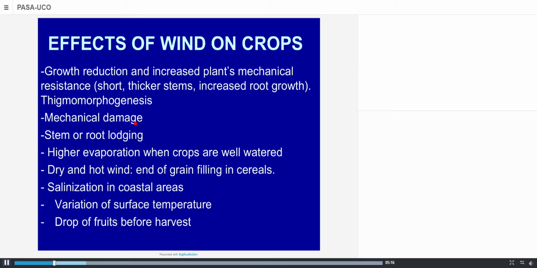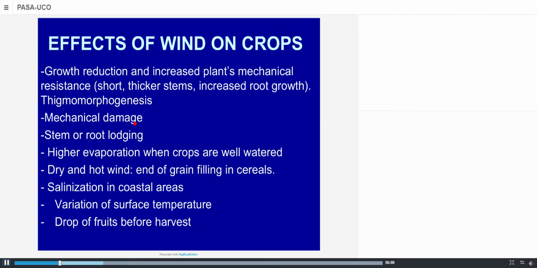Sometimes wind provokes mechanical damage on leaves, fruits or stems. Sometimes it creates stem or root lodging. We will see a picture later. And when crops are well watered, high wind means higher evaporation. Sometimes, especially in dryland cereals, dry and hot winds can cause the end of grain filling in cereals, the so-called grain shriveling. Wind can also cause salinization in coastal areas associated with wind drift.